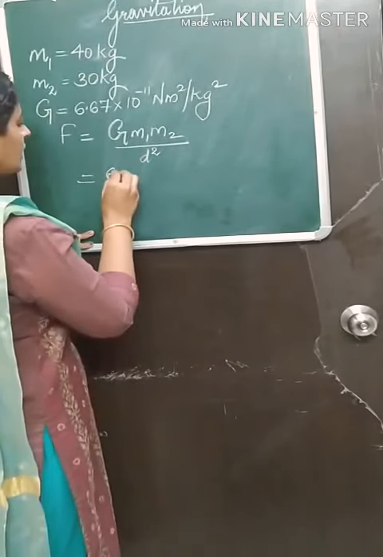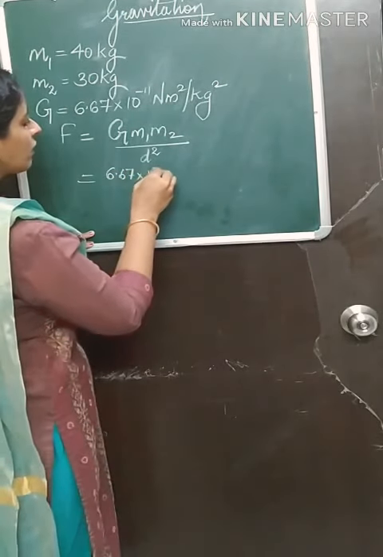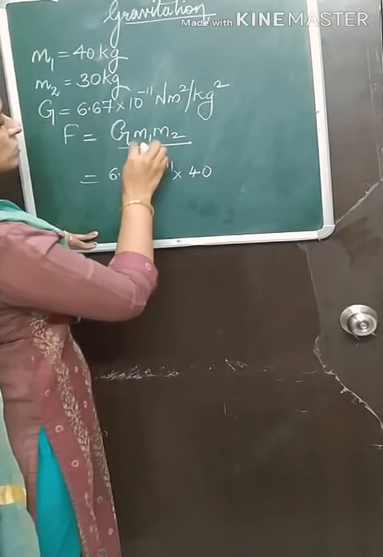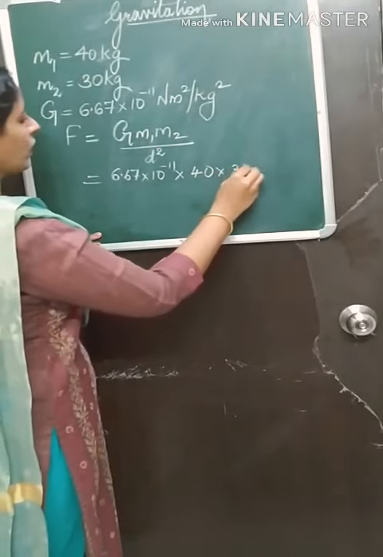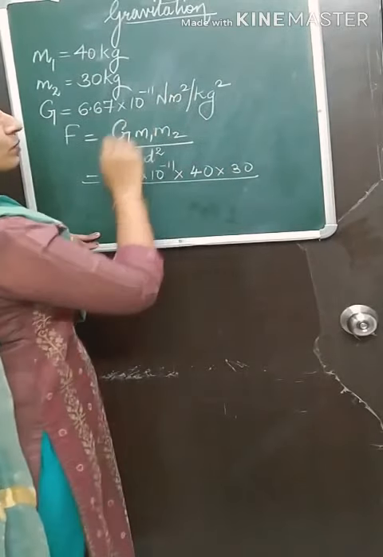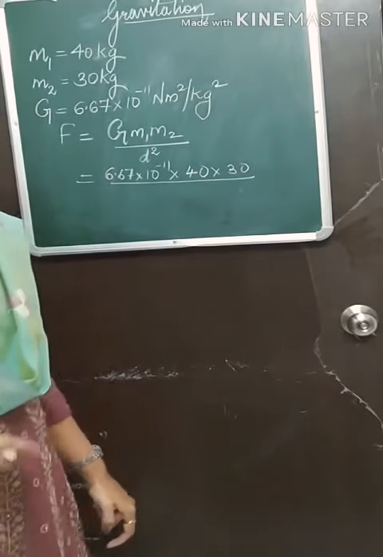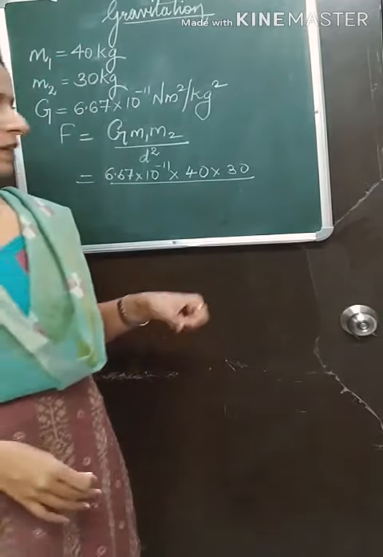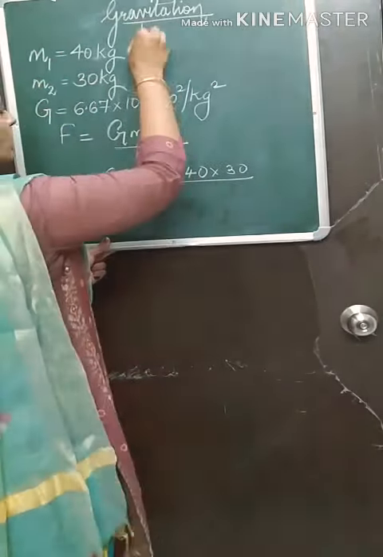In place of G, 6.67 into 10 raised to minus 11 into 40, mass of the first boy, into 30, mass of the second boy, upon the distance between them. Now here I did not mention the distance. Let us take the distance also, for calculating purposes, as an easy number. Let the distance between the two boys be 1 meter. So easy to calculate, no? So we will take the distance as 1 square.